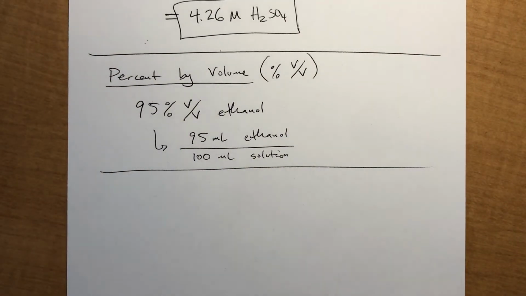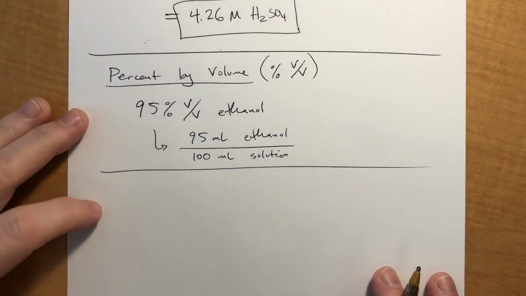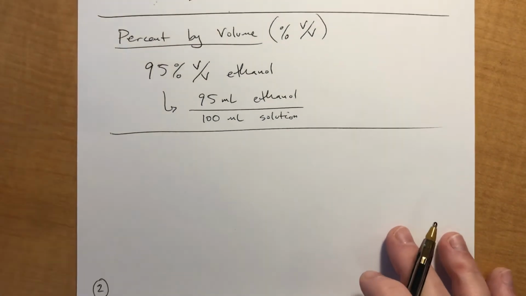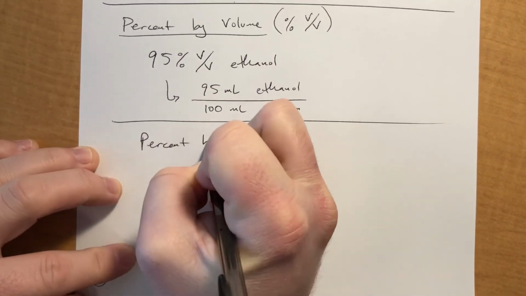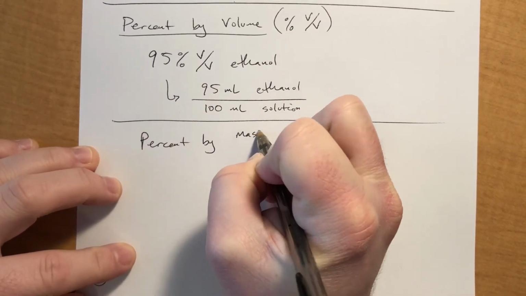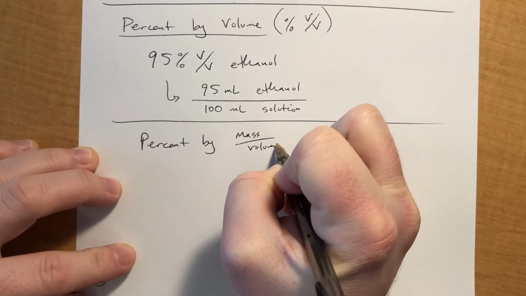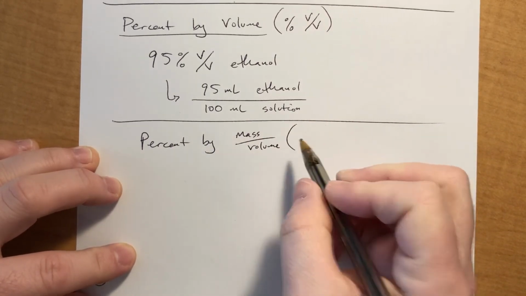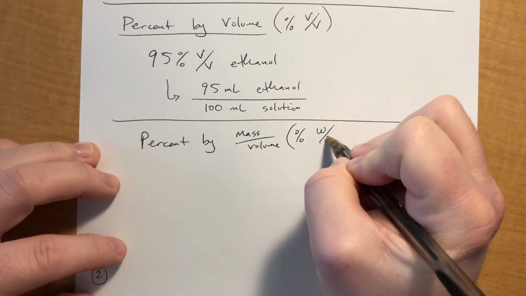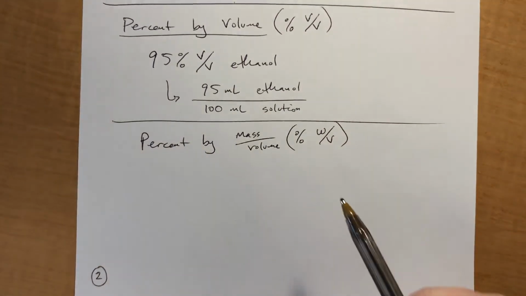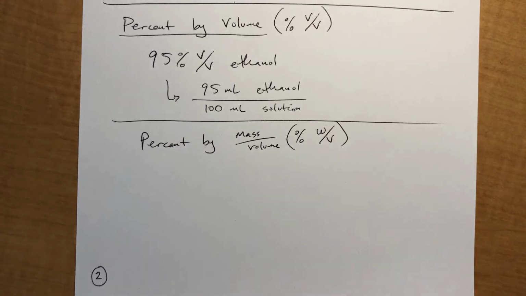Okay. The other one that comes up is kind of a combination of the two. It's percent by mass over volume. So, since mass is represented as weight and volume is represented as V, this is percent W over V. I guess, in theory, there also could be V over W, but we literally never do that.